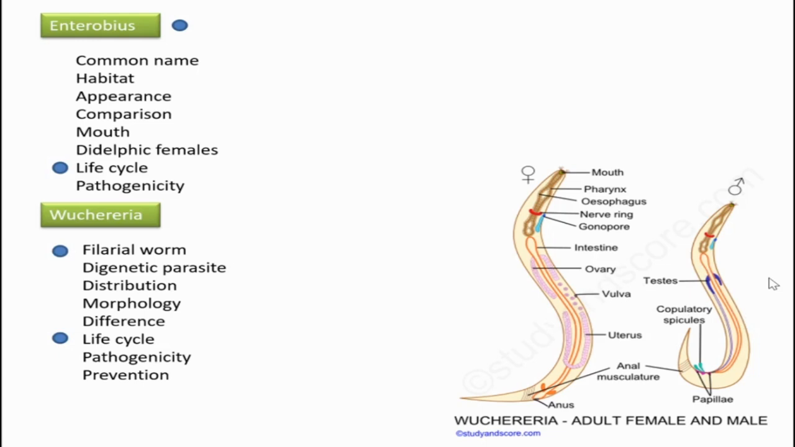It lives in the lymph ducts and glands of the host. Difference: females are longer than males. Females are 65 to 100 millimeters in length. Males are 40 millimeters in length. The female's posterior end is more or less straight. In the case of the male, the posterior end curves and bears two unequal sides. Spicules are also there. Then the life cycle.